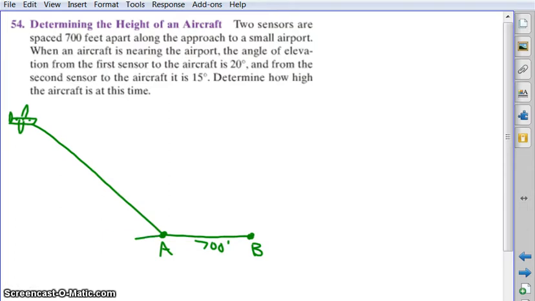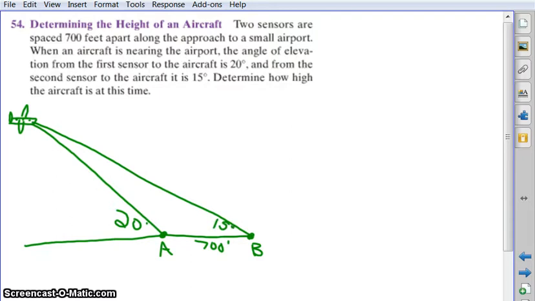And it says that sensor A makes a 20-degree angle with the ground. Boy, that's sloppy. Let's see what we've got here. 20-degree angle to the ground. Then it says that when it sees sensor B, and this is meant to give the plane a little bit of an indication of where exactly the runway is, that one's 15 degrees.